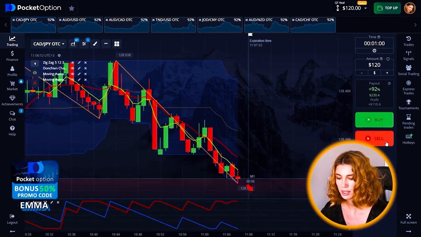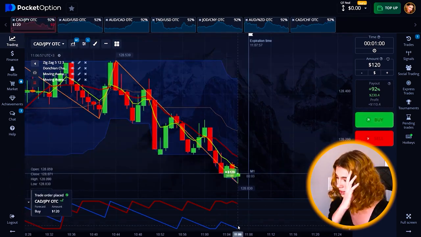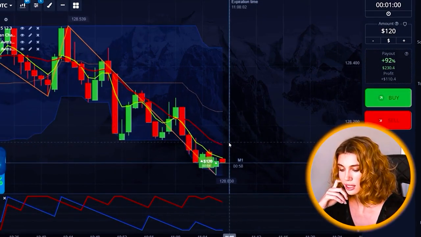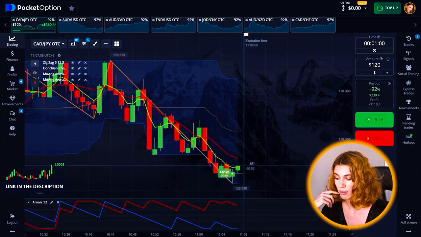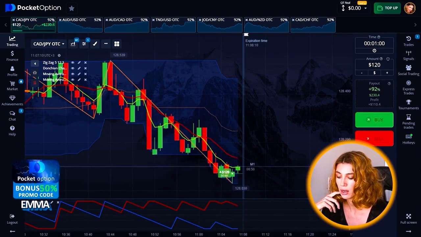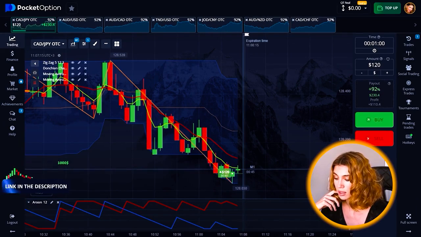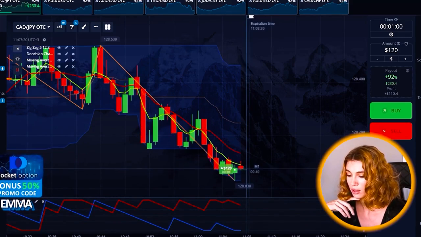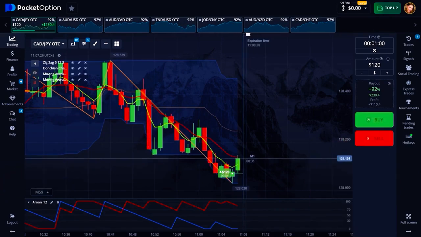Alrighty, and I'm starting with $120. Yep, that's right. So let's take a look. Well, I can see that the asset is oversold right now, so I'm expecting a small technical rebound upward. So I'm gonna go for a call option in this case. And since I don't have any other alternative, that's gonna be a long one. Yes.